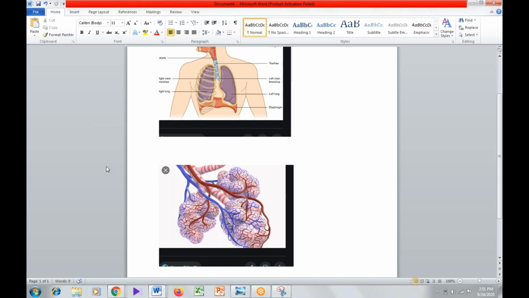Sorry, 9 calories and 4 calories. 1 gram of carbohydrate has 4 calories, and 1 gram of oil or fat has 9 calories.